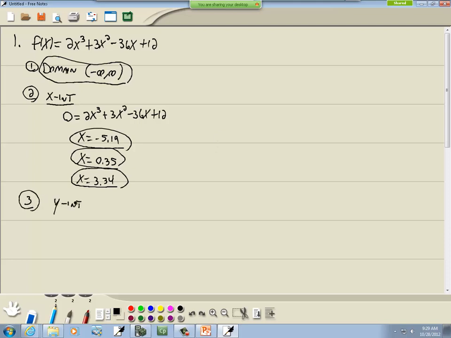Let's find our y-intercept. For the y-intercept, you always plug 0 into the other variable, so plug 0 in for x. So come up here to the original function and put 0 in for x. So we've got 2 times 0 to the third plus 3 times 0 squared minus 36 times 0 plus 12. So we get y is equal to 12.